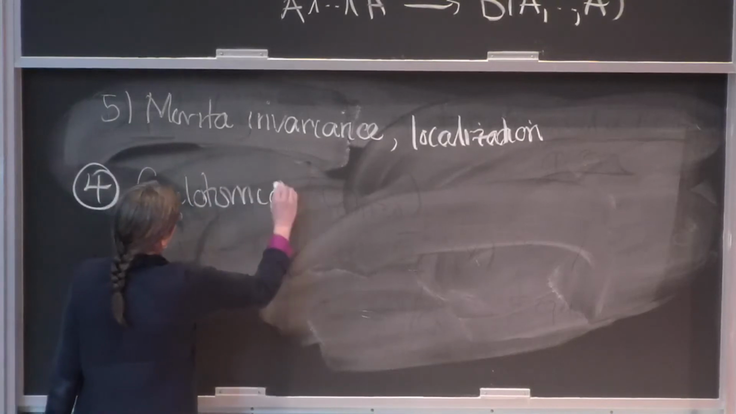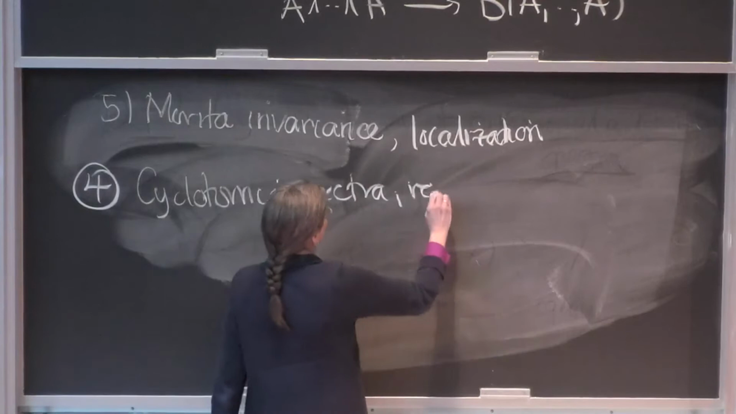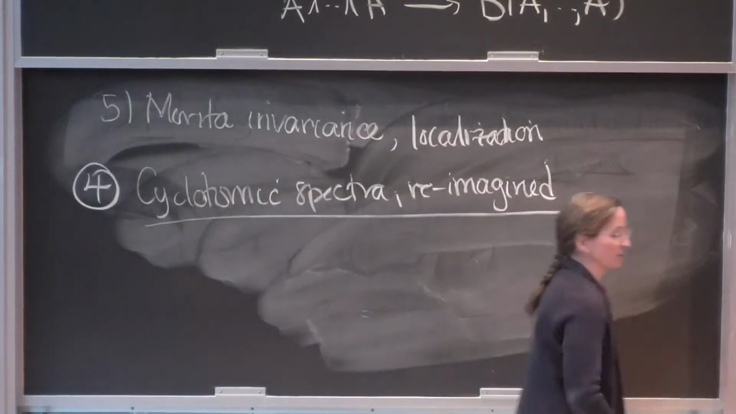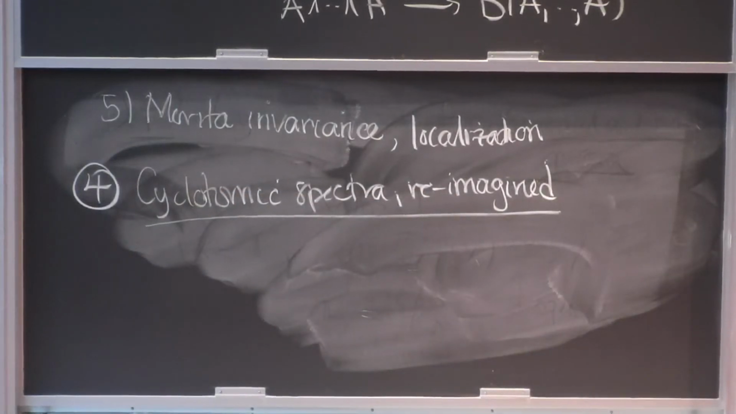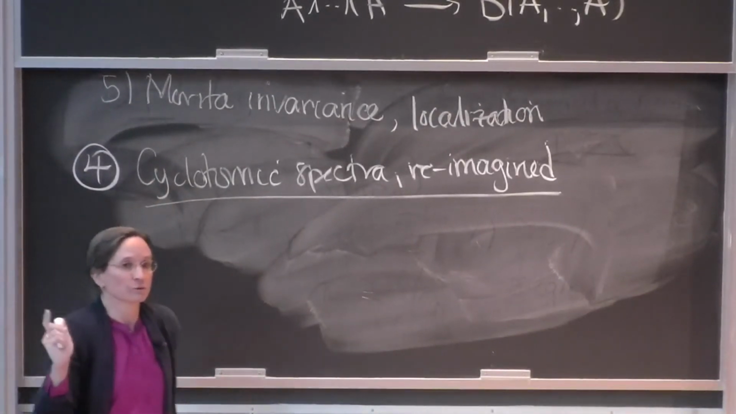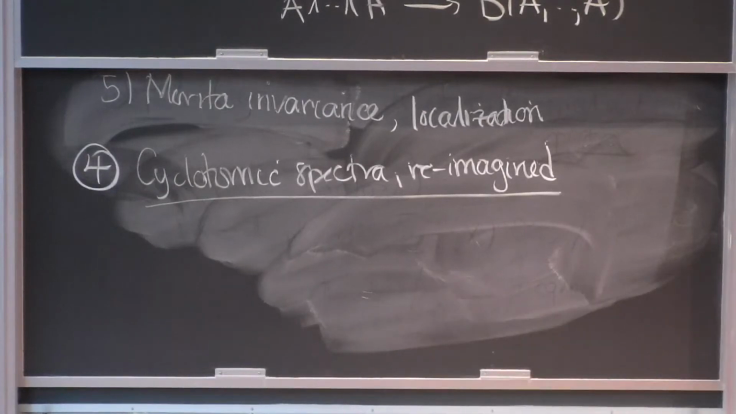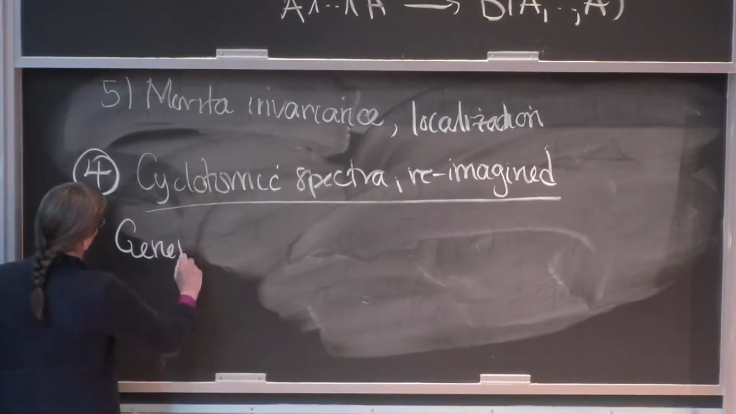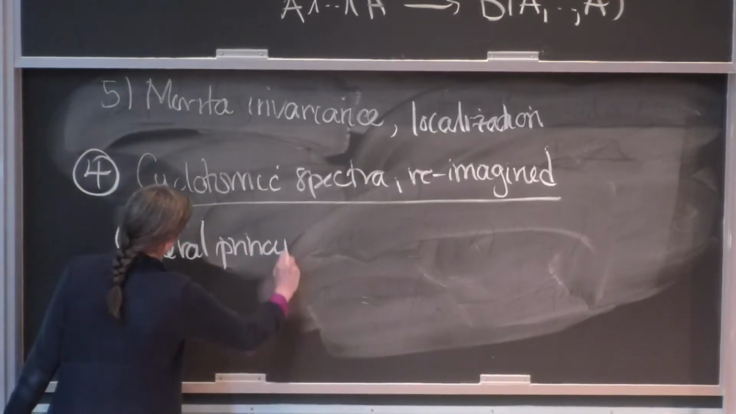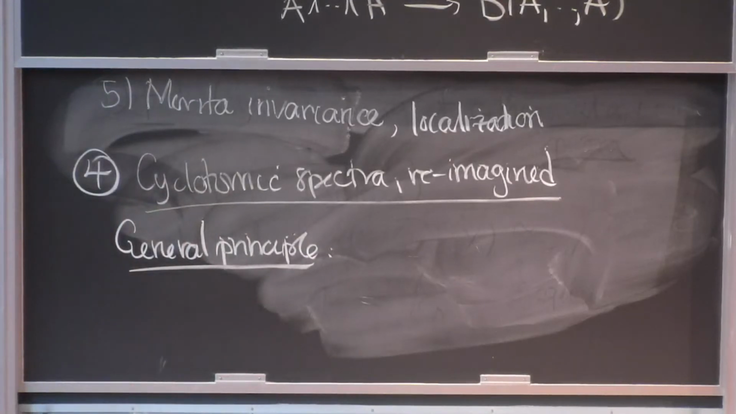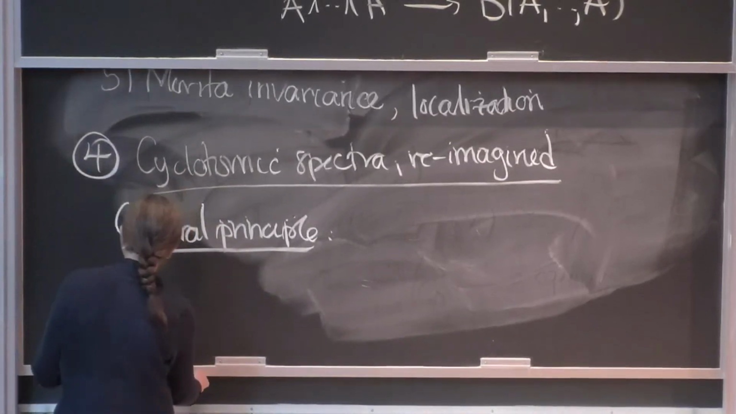So, cyclotomic spectra reimagined. I don't know if that's actually a direct quote from the paper of Nikolaus and Scholze, but one of my graduate students used it to describe what he thought was going on in this Nikolaus-Scholze paper. And so what we're going to have to do is move from the world of actual model categories of spectra to infinity categories. So let me just make one general comment about how we move between these worlds. Carlos talked about this in his talks, but let me just remind you a little bit.